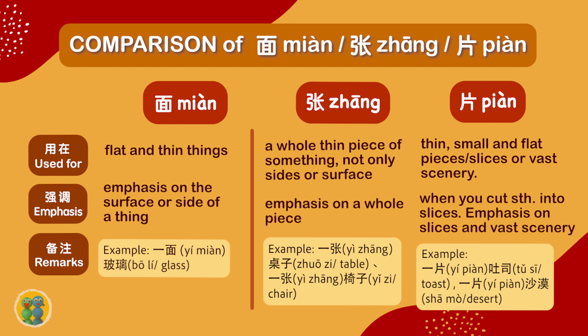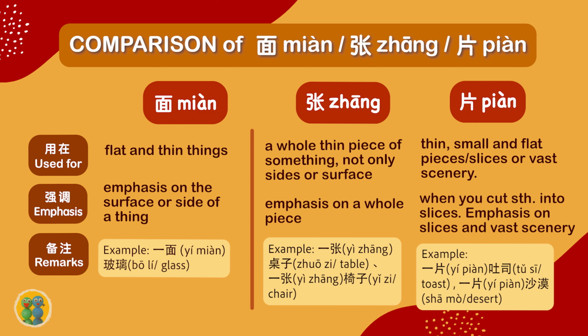Lastly, let's see the comparison of miàn, zhāng, and piàn. Miàn is used for flat and thin things, and zhāng is used for a whole thin piece of something. It's not only focused on sides or surface. And piàn is used for thin, small, and flat pieces or slices and vast scenery. These three measure words, their emphasis is different.